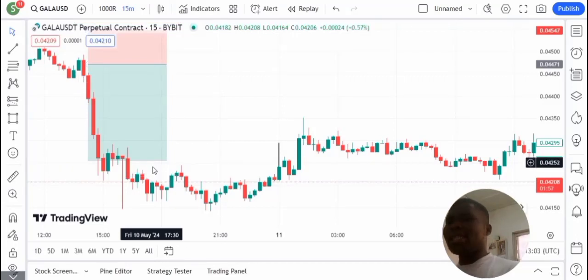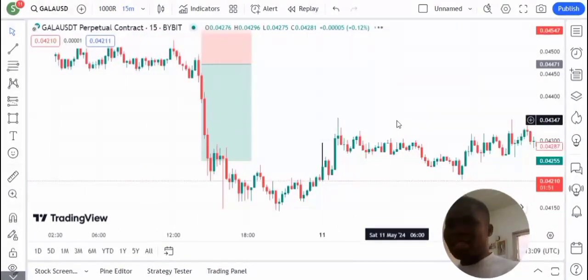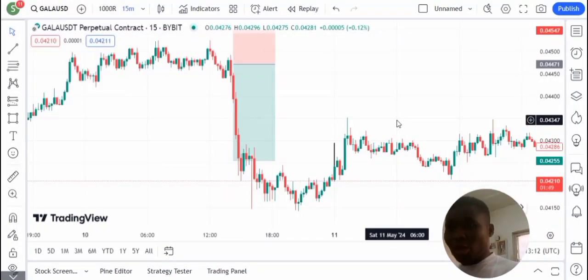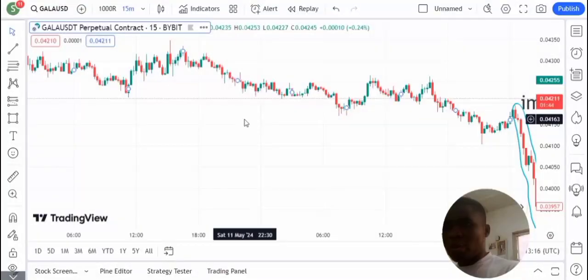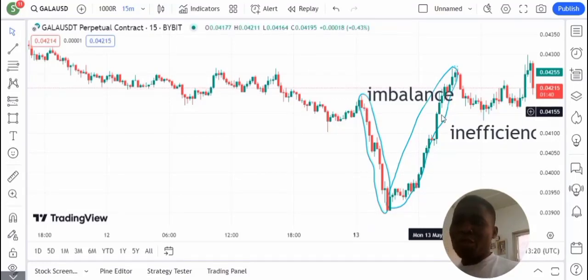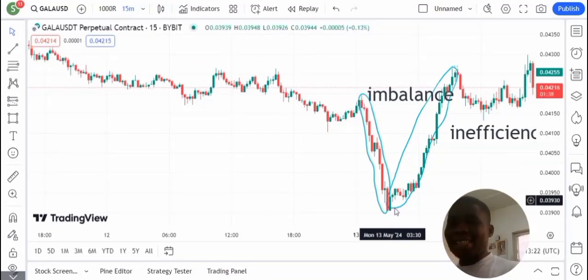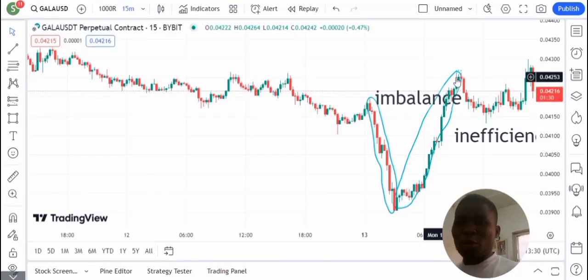So let's take for instance, you want to enter a buy trade. Look closely at this. It is still busy accumulating orders. But when it gets to here, it creates an imbalance and an inefficiency. So if you enter your trade here and sell it, automatically when you get here, you get a huge profit. And if you buy from here, automatically when you get to this point, you will be in a huge profit.